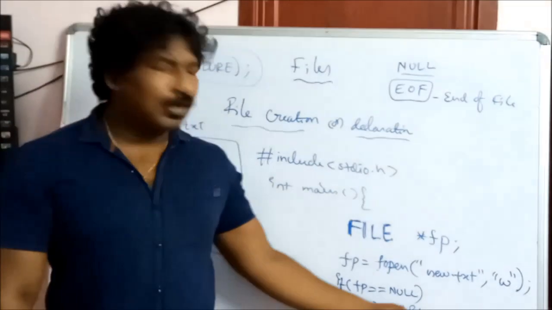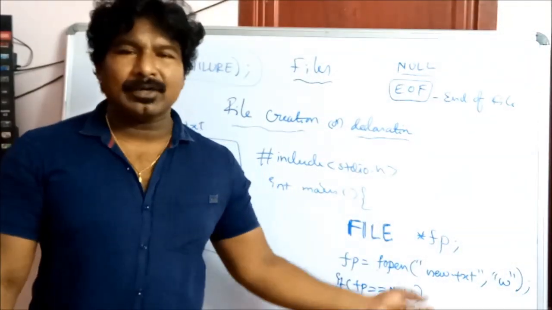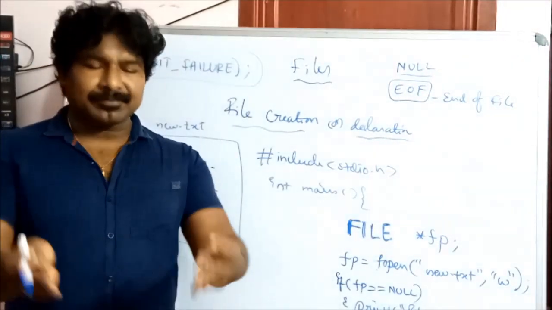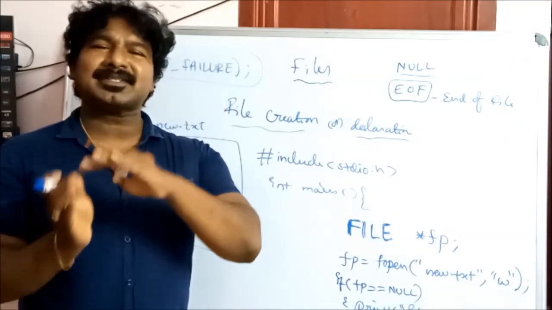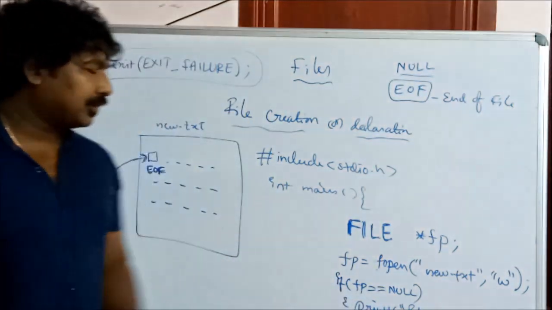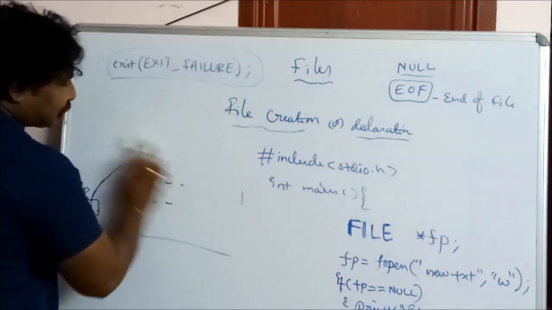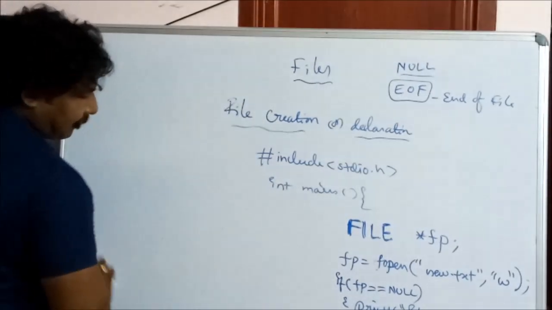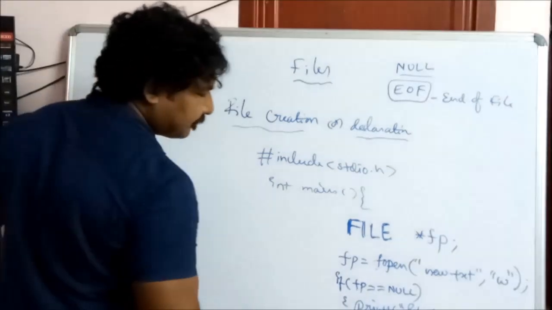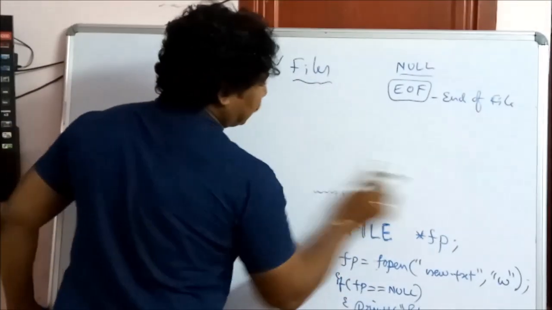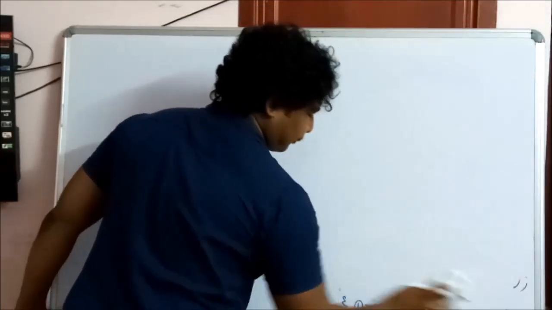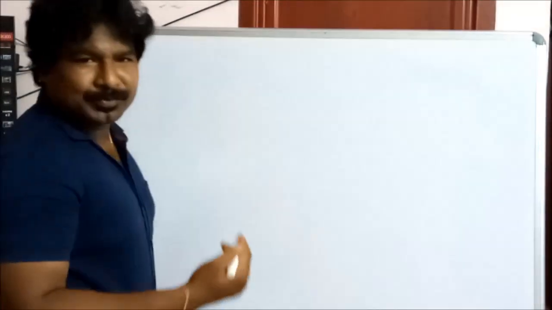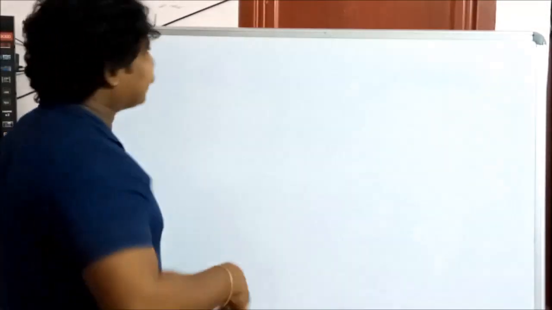Now I want to show you how to add information into the file. You can read data from the keyboard from the user, then you can put that information into the file. Okay friends, I'll show you that. I'm just removing this figure. Now I will write a small program that creates a file and puts information into that file.